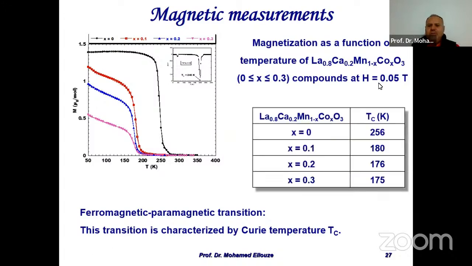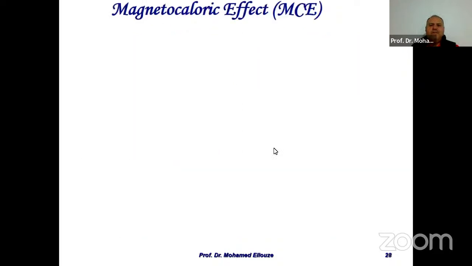The Curie temperature was determined for this kind of sample, and we can see that when we substitute manganese by cobalt, the Curie temperature decreases from 256 K to 175 K for this kind of sample.